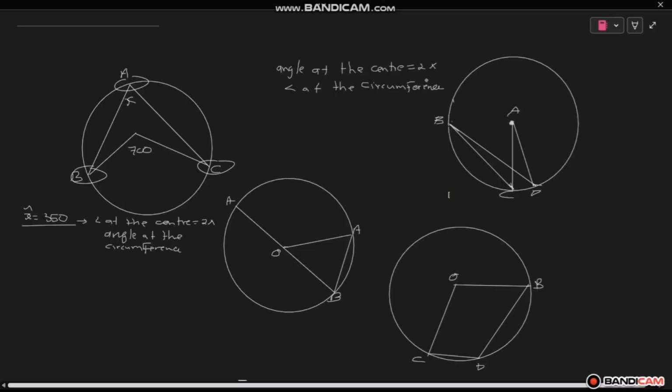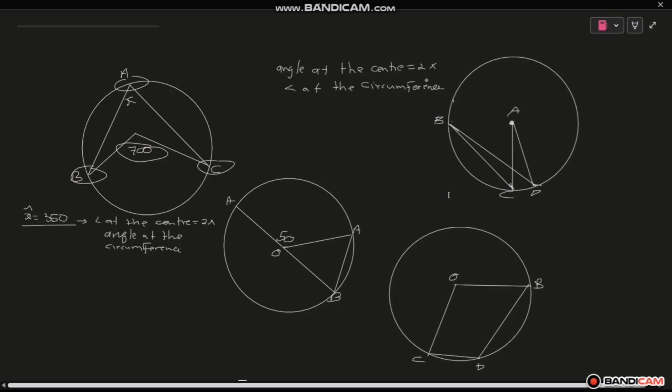I hope you understood that. So that is our first scenario of this theorem. Make sure that that 70° is outside the shape A, B, and C, not inside. Okay, I hope you understood that.